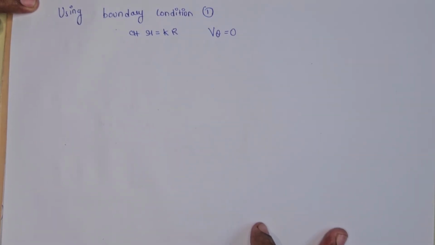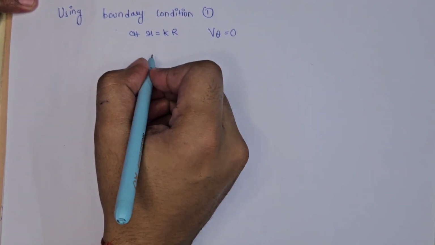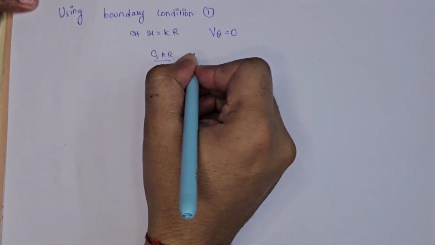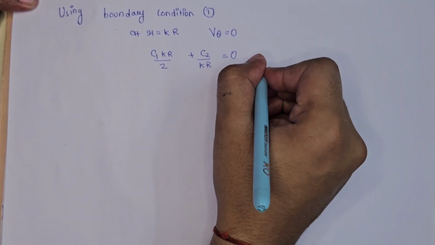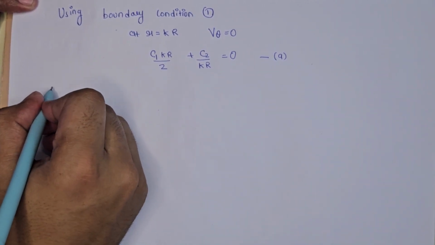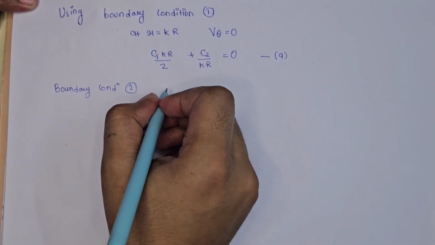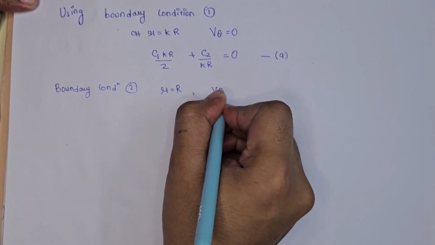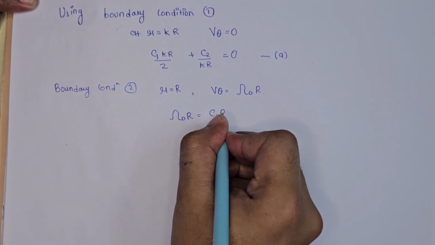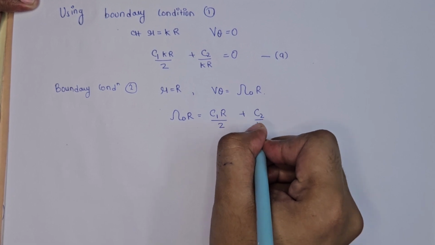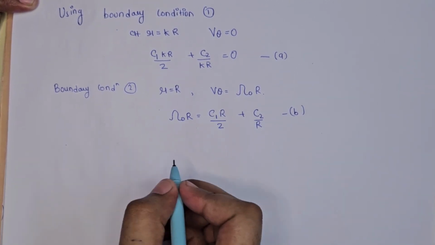So we will be putting our boundary conditions in the equation. At r equals kappa r, v theta is equal to 0. So we will get c1 kappa r by 2 plus c2 upon kappa r is equal to 0. This equation we can call equation A. Putting the second boundary condition, that is at r equals capital R, v theta is equal to omega naught r, we will get omega naught r is equal to c1 capital R by 2 plus c2 by r. Now we have to solve equations A and B simultaneously to get c1 and c2.